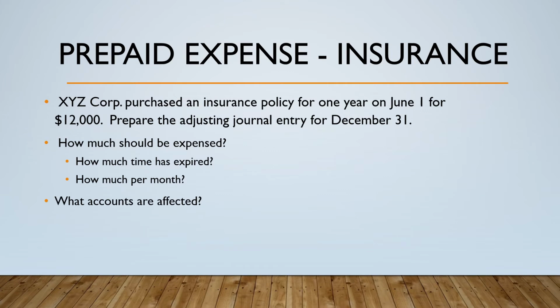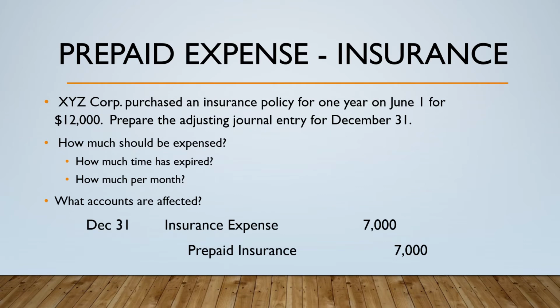The next question is what accounts are affected? So what accounts do you think that we would be using in this particular transaction? Well, we're definitely going to have to use that prepaid insurance because we need to decrease that account. And then the other account that we will use would be the insurance expense account because that account needs to increase because we have used that during the year. So our journal entry would be insurance expense as a debit for $7,000 and prepaid insurance as a credit for $7,000.